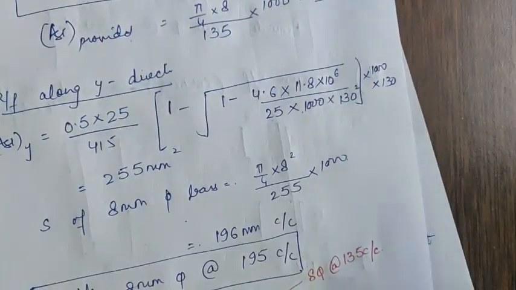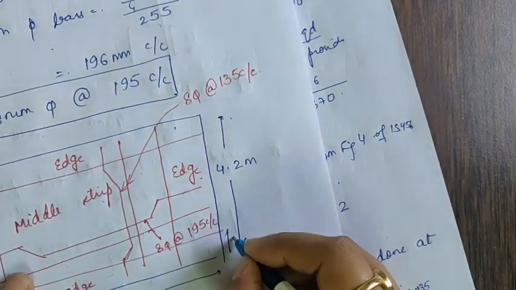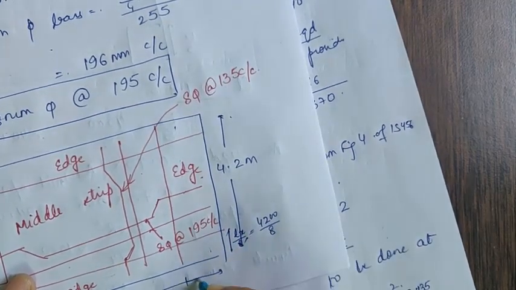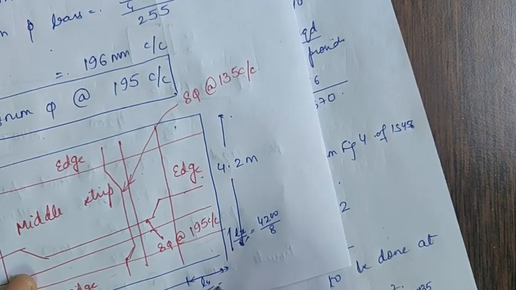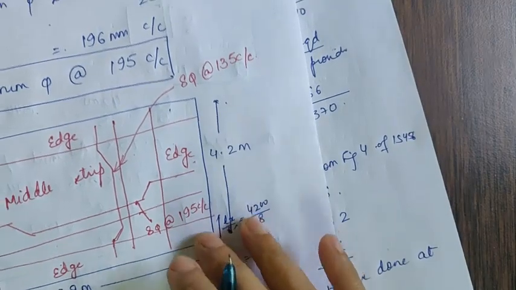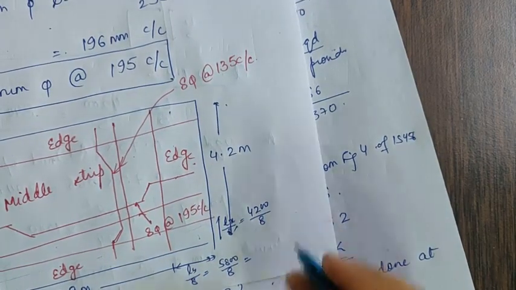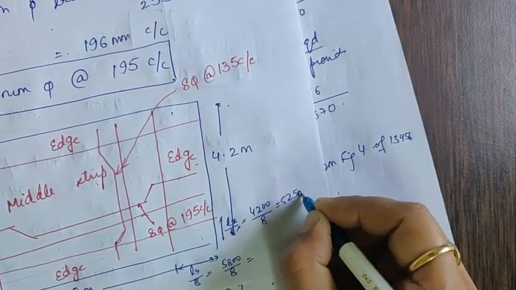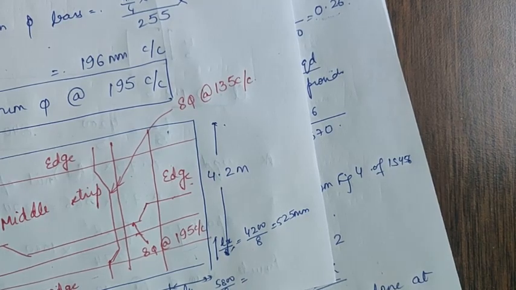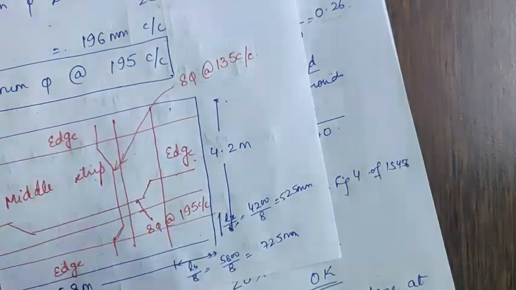And this edge strip is Lx by 8. So this is 4200 by 8. On this side it is Ly by 8, that is 5800 divided by 8. So the edge strip is 525 millimeter along the x-axis. Along the y-axis it is 725 millimeter. So this is the edge strip that has been marked.